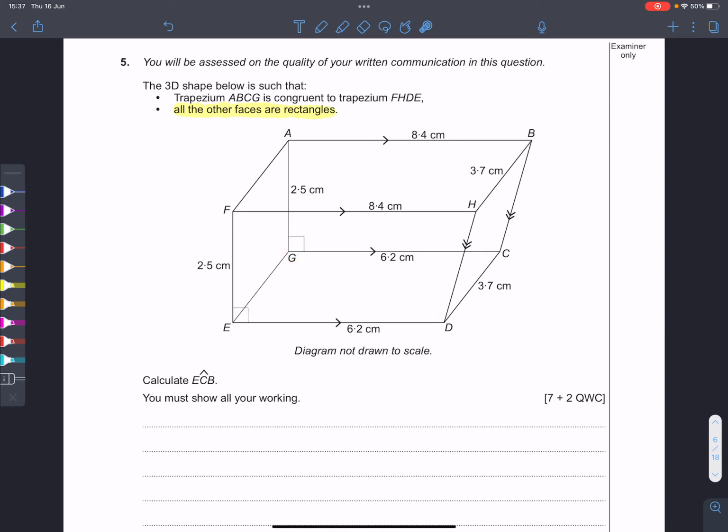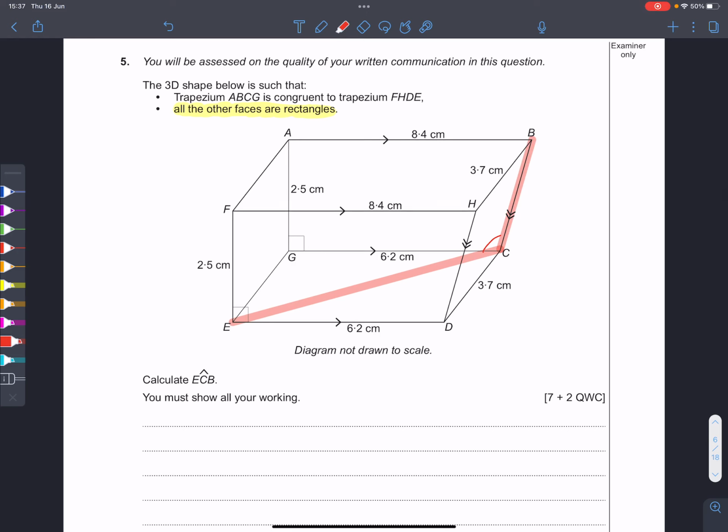We want to calculate angle, so that little hat means angle, ECB. So let's draw that to start with. So E to C to B. So we're looking at this angle in here. And it kind of makes sense to me to join E and B to come up with a triangle.